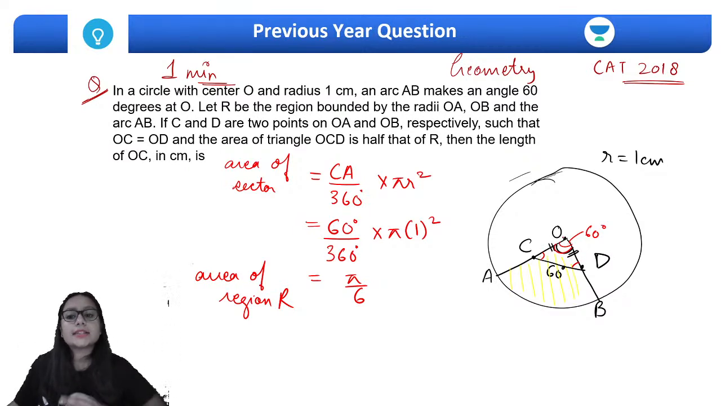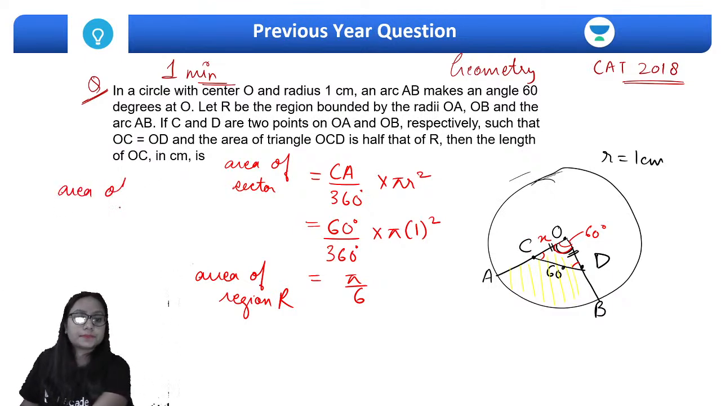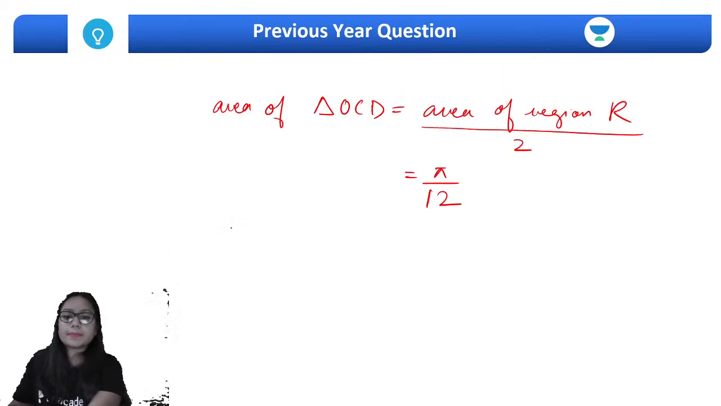Okay. So, let us take the side of this triangle as X. And we know that the area of an equilateral triangle is root 3 by 4 into side square. Root 3 by 4 into side square. So let us apply this.